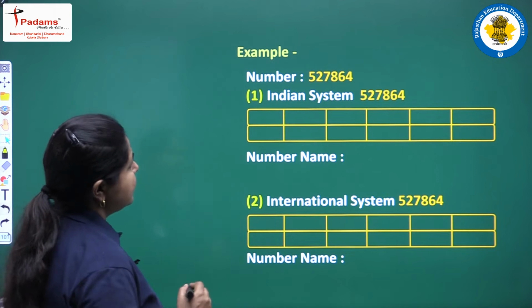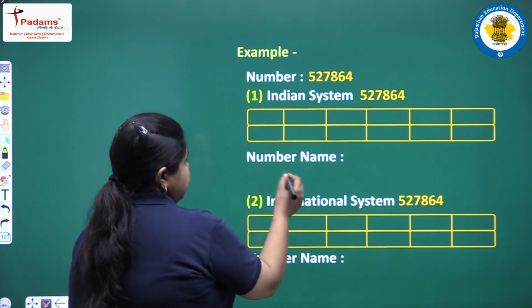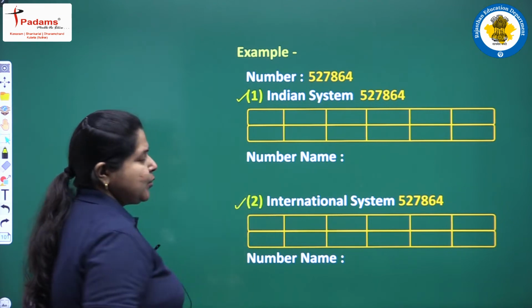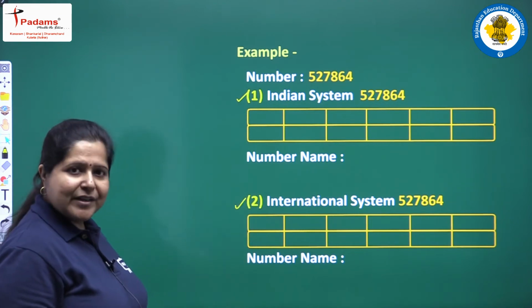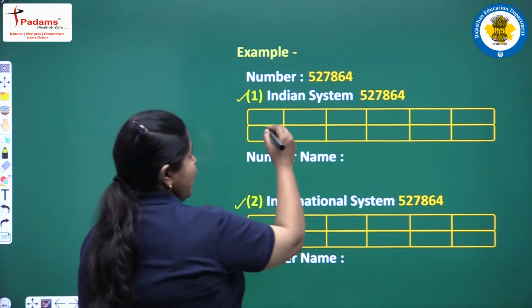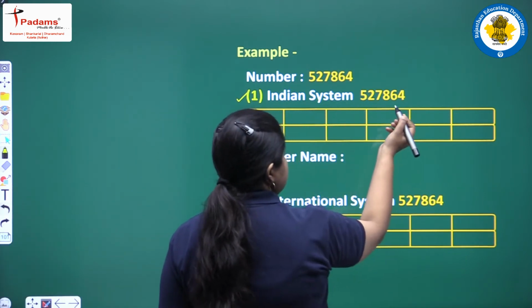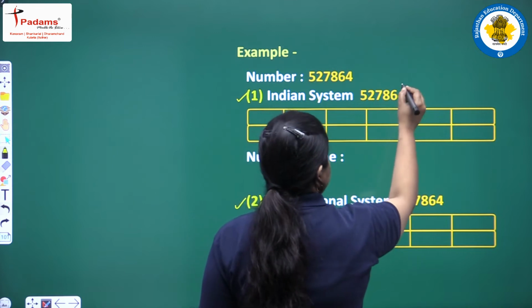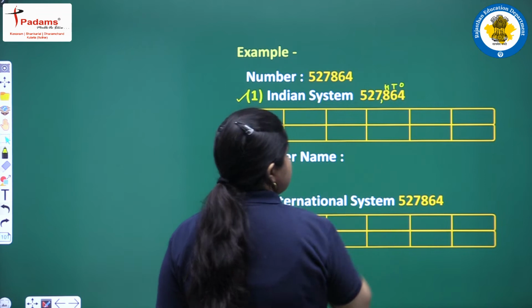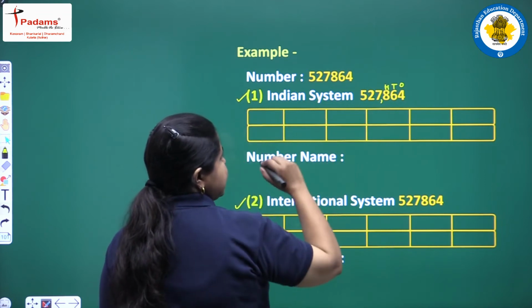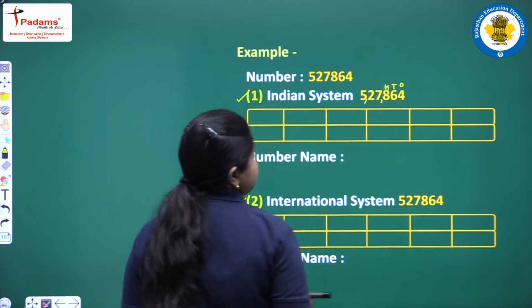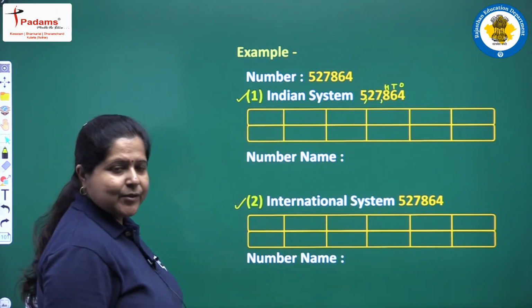Here is the number. We will be writing the number name according to Indian system as well as according to international system of numeration. First we will mark up the commas. According to Indian system, where will be the first comma? This is ones, tens, hundreds. So the first comma lies between 7 and 8. Then we have 1000, 10,000, the second comma. Clear to you?